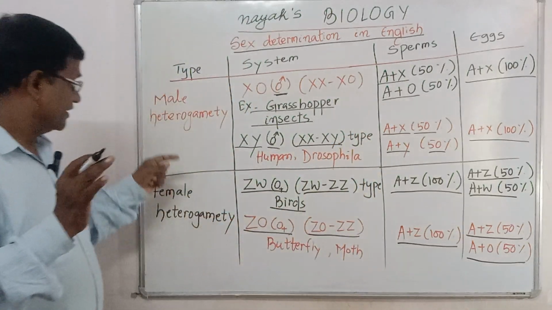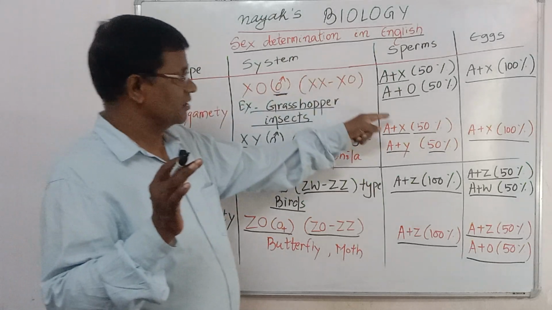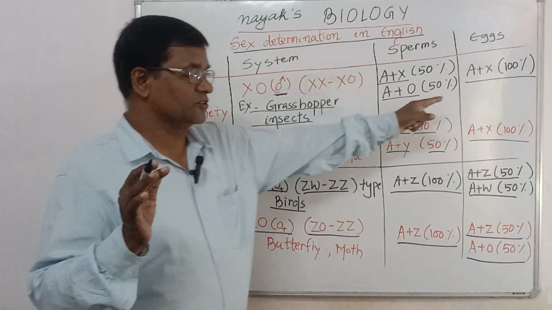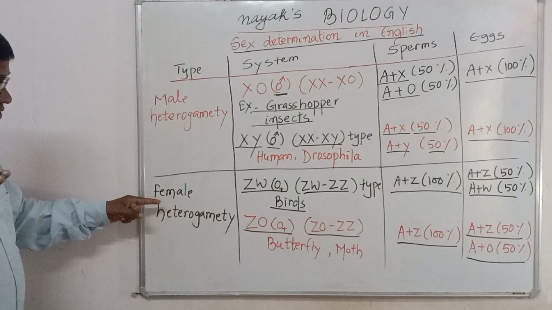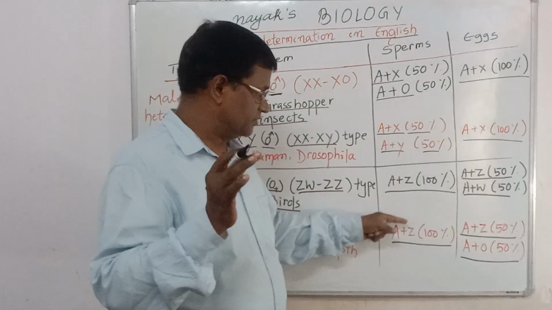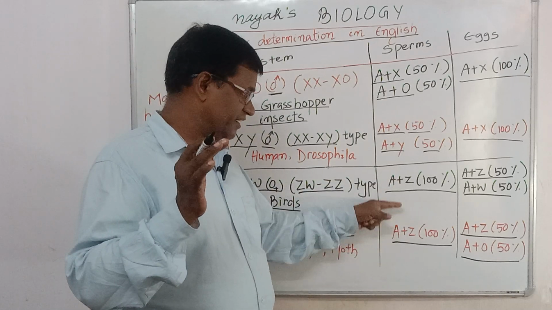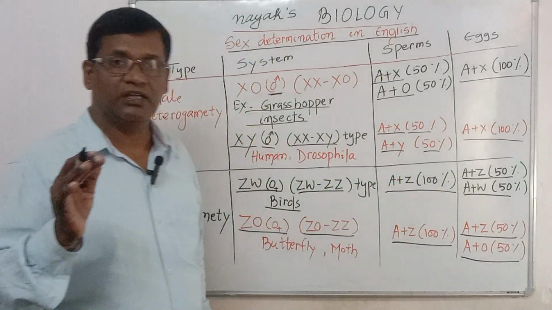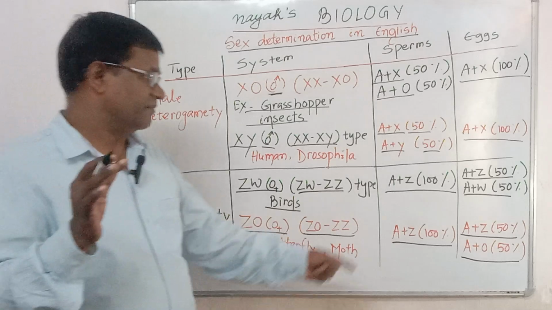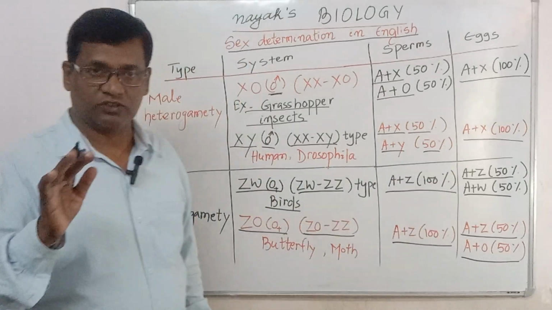Because here, male heterogamy means the sperm is produced in different types and the egg is produced only one type. In female heterogamy, only one type of sperm is produced, whereas the eggs are produced in two different types. Where the A is concerned, it is autosomes.